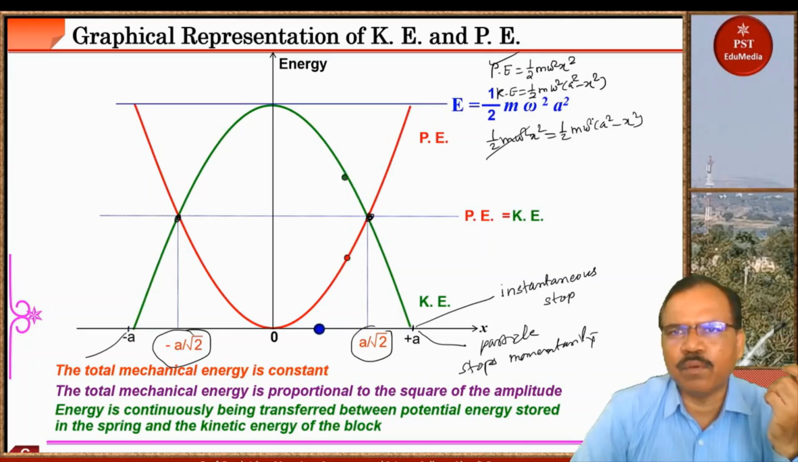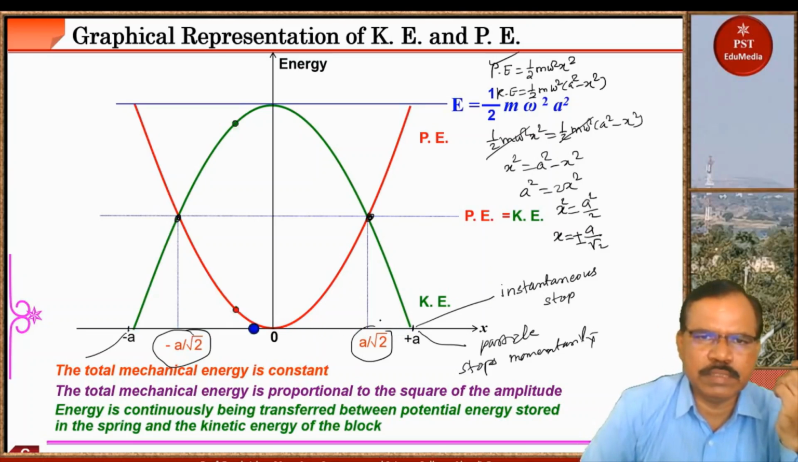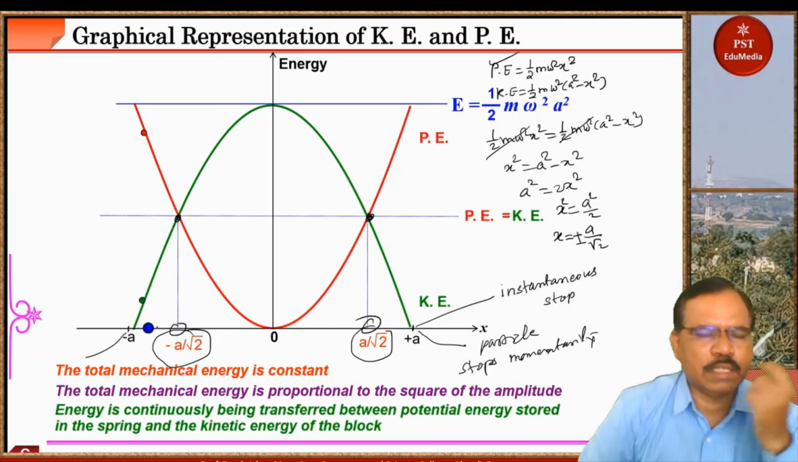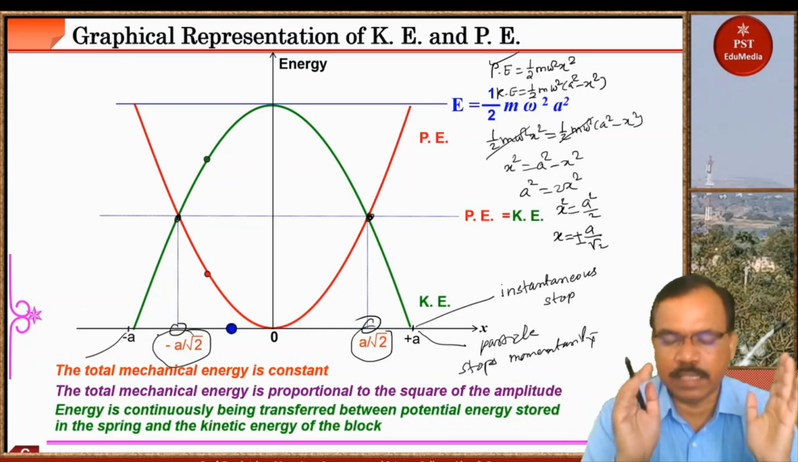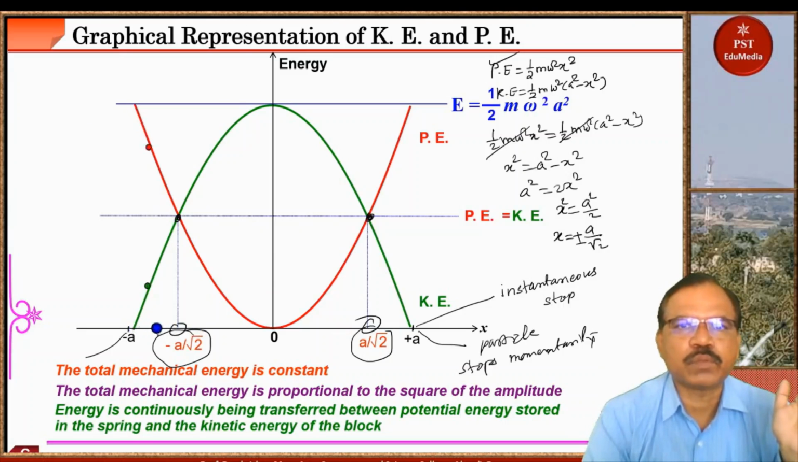So 1 half m omega square will cancel. So x square is equal to a square minus x square, so a square is equal to 2x square, so x square is equal to a square by 2. So x is equal to a upon root 2, that is plus or minus. Plus means here, minus means here. So these are the two positions at which kinetic energy and potential energy are equal.